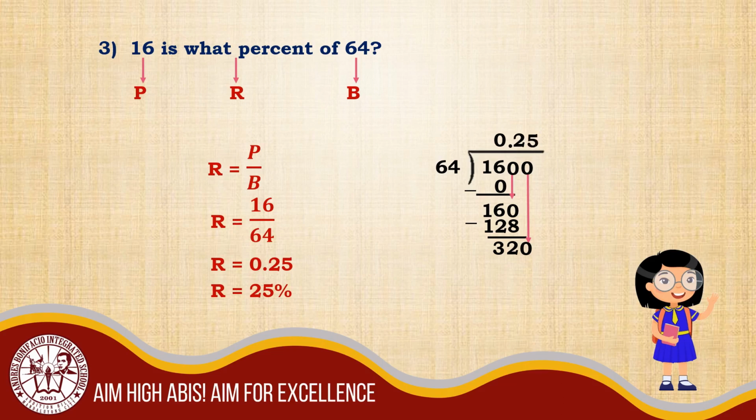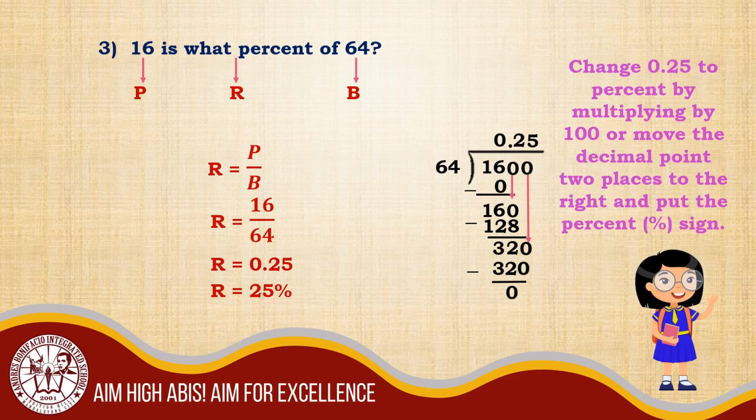320 divided by 64 is 5. 5 times 64 is 320. 320 minus 320 is 0. Change 25 hundredths to percent by multiplying by 100 or move the decimal point 2 places to the right and put the percent sign. Therefore, 25 hundredths is equivalent to 25%. So the answer is 25%.